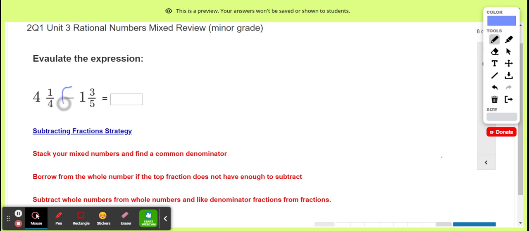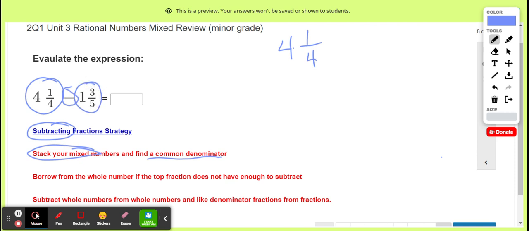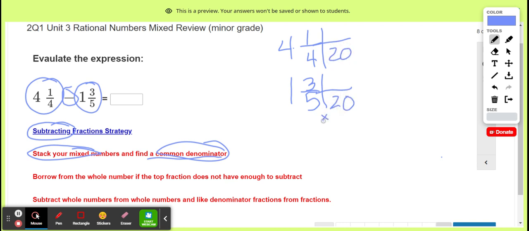So notice that number 8, we are subtracting fractions. Subtracting fractions, you do need to find a common denominator. So the strategy that we learned in class is we're going to stack our fractions. So 4 1/4 minus 1 3/5. Okay, find a common denominator, which is going to be 20 times 4 and times 5.